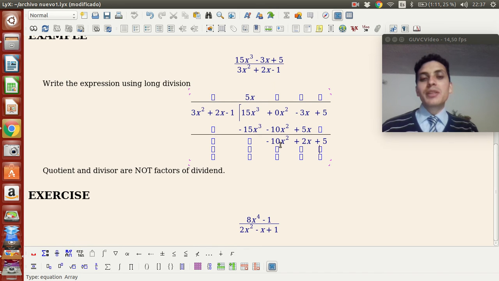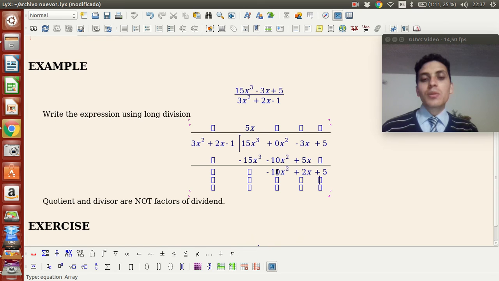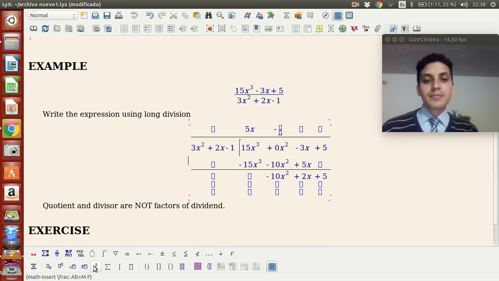So we have to perform the division. Negative 10x squared, remember step number 1 is the first term divided by the first term of the divisor. So negative 10x squared divided by 3x squared. So we're having a fraction. Negative 10/3 of nothing, x squared divided by x squared, 10/3.